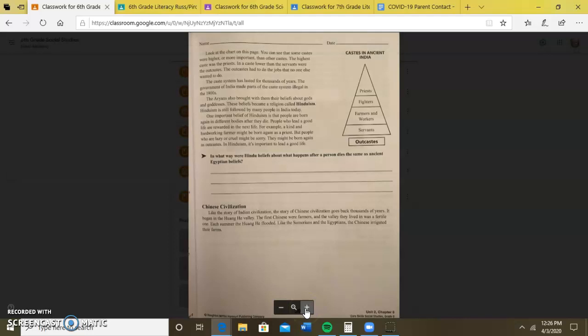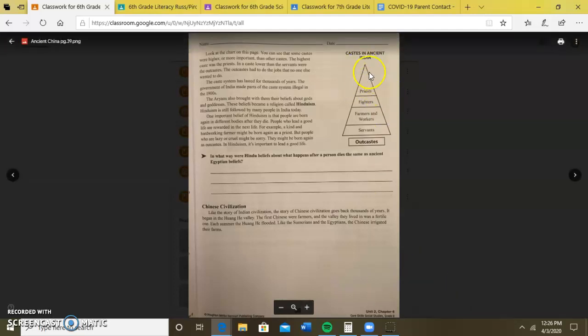Look at the chart on this page. You can see that some castes were higher and more important than others. The highest caste was the priests in the caste tower. Then the servants were below, and then the outcasts. The outcasts had to do the jobs that no one else wanted to do. So you can actually see the priests were on top. There were fewer of them, so that's why they're at the top. Servants were at the bottom.